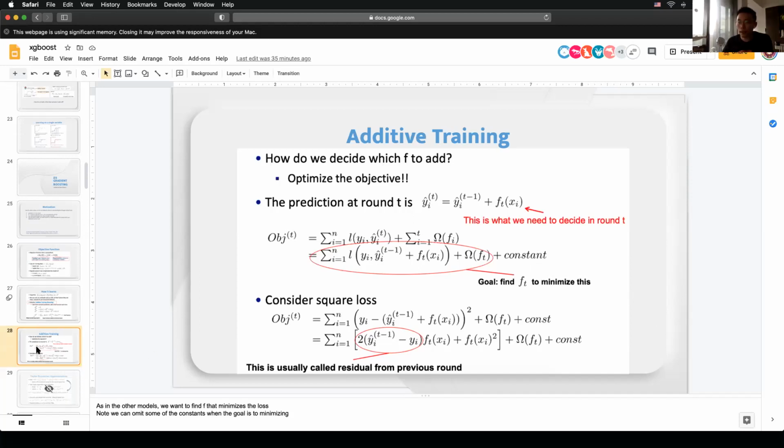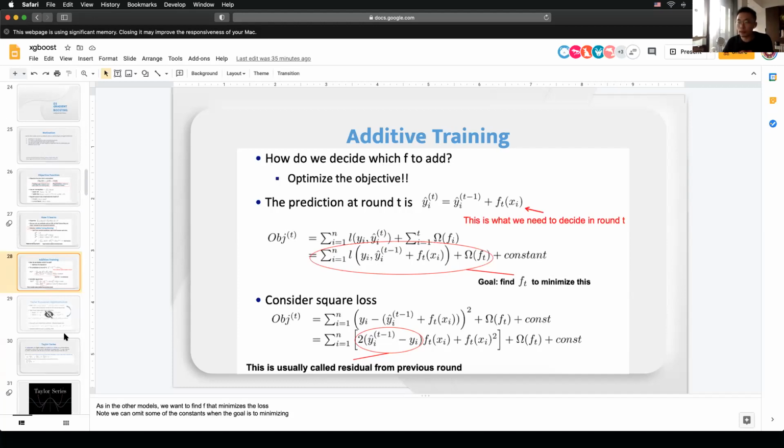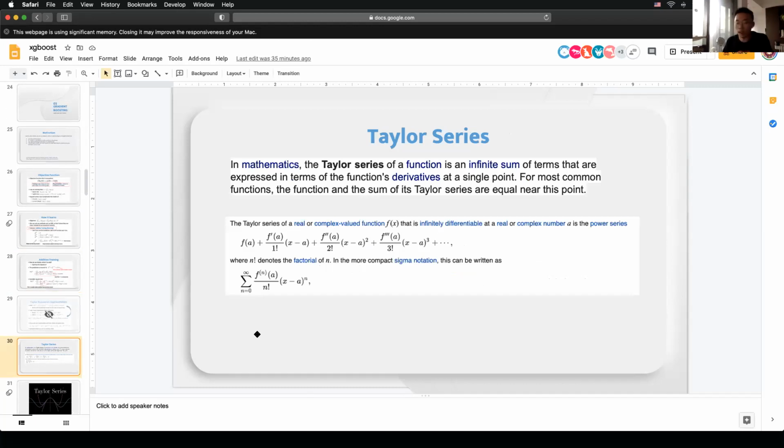All right, moving forward. And before we keep talking about how we do the approximating, we need to borrow an idea from math, which is called Taylor series or Taylor expansion. This is the Wikipedia definition of Taylor expansion.